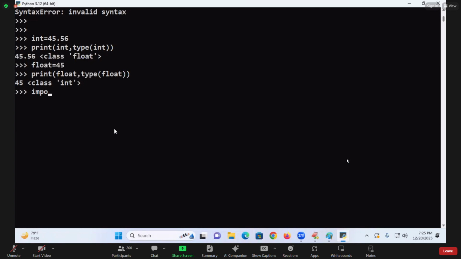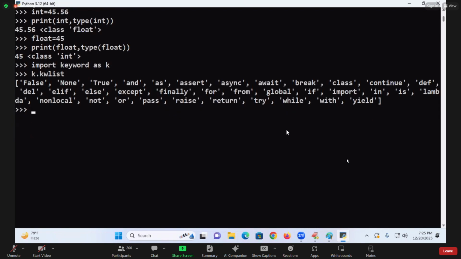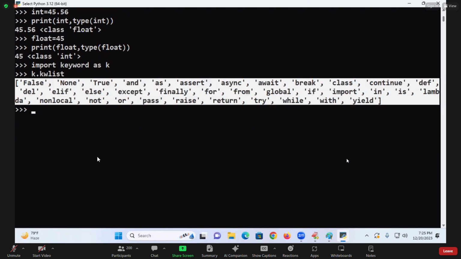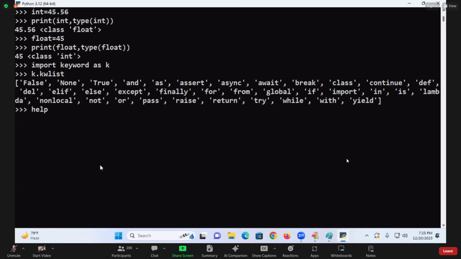Now, already I showed you import keyword. Already shown in the class. Import keyword as k, dot kwlist. You see, all of you, there is no int, float, bool, etc. Nothing is there. Do you have int, float and so on here? No such things are available. One more time, help of int. Int is called what? One class name.